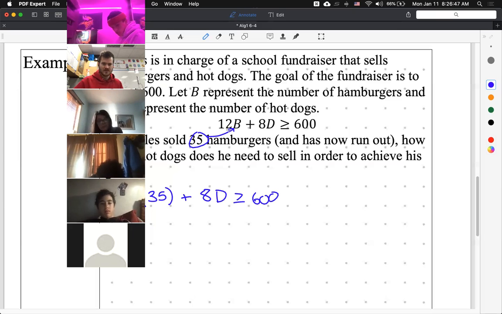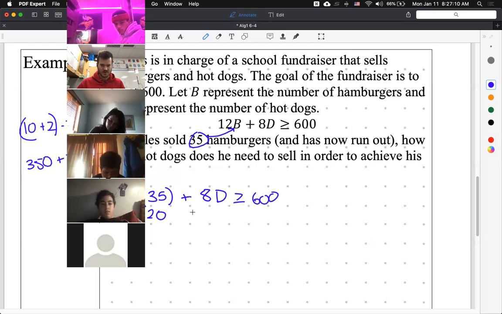All right. And then we have to do 12 times 35, which is the same thing as 10 plus 2 times 35. 10 times 35 is 350, because whenever you multiply by 10, you just add a 0. And then 2 times 35 is 70. So 350 plus 70 is 420. So $420 from selling hamburgers. And we rewrite everything else, plus 8, capital D, is greater than or equal to 600.